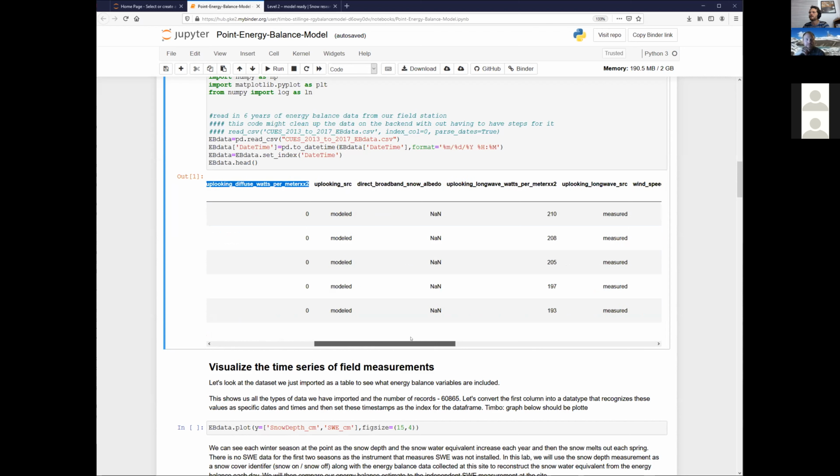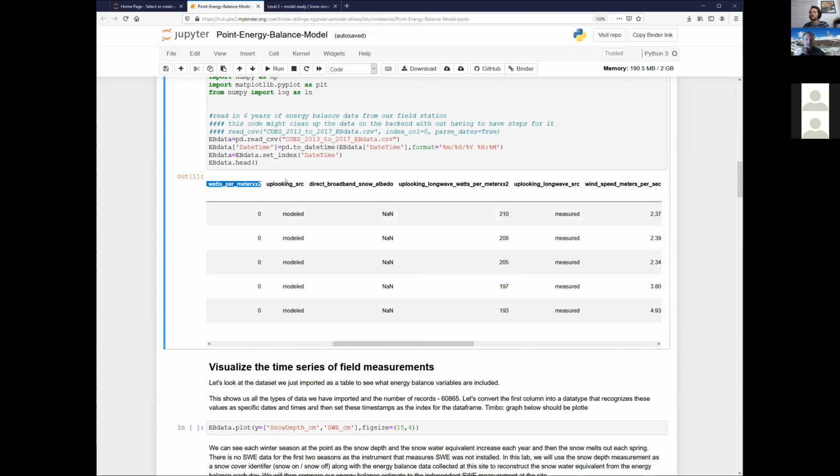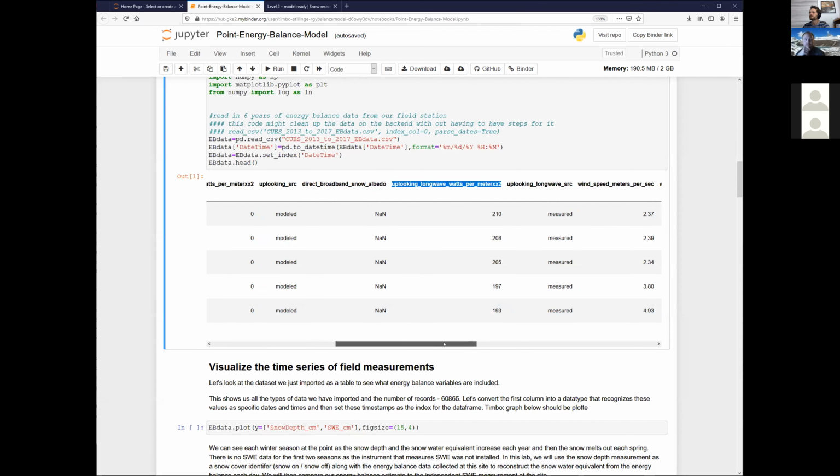We also have the uplooking shortwave radiation. We have the snow albedo. The snow albedo is calculated from those two measurements, those two radiometers that I told you about on the end of that boom. We also have the uplooking long wave radiometer.